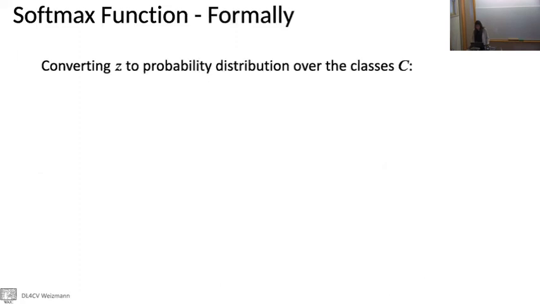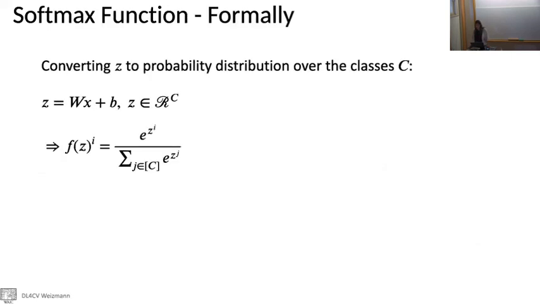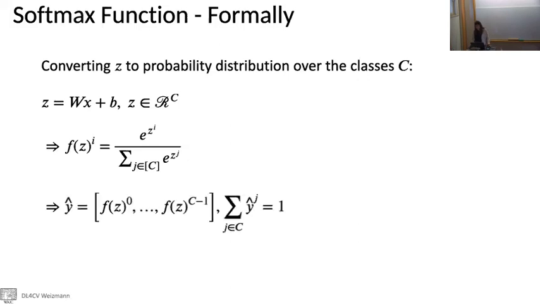So let's make this a bit more formal. We're converting that into a probability distribution over the classes. We apply the linear transformation, and the output of the linear transformation is a vector of scores in R^C, and then the softmax function applies an exponent to each one of the entries and normalizes. Our prediction y hat applies that to each one of the entries of the scores. And so each one is the probability of the J-th class, and it sums to 1.